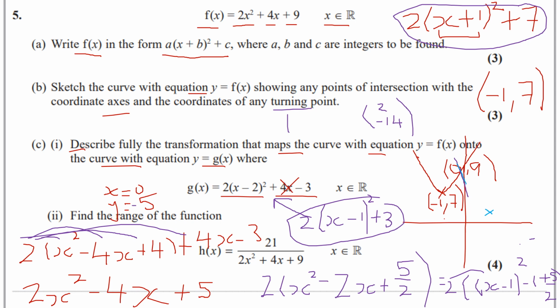And it crosses the y-axis at 5. So we've now got the coordinates 1, 3. So it's a translation of, now we're going to be careful here, f of x onto that, yeah, so it's a translation of 2 units to the right and then 4 down. There we go.